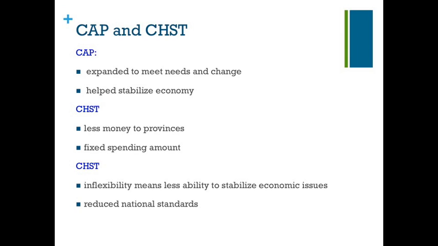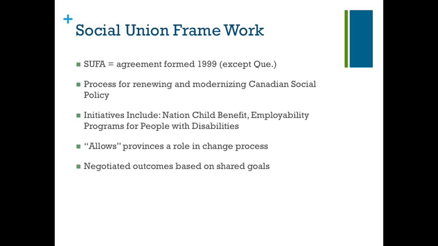Funding social programs produces a lot of strife and conflict between the federal government and the provinces. Most recently, the federal government has tried to introduce a social union framework to negotiate the organization and distribution of resources for social welfare programs in Canada. There's been limited success with this social union framework model. Some provinces have refused to participate, while others have been actively engaged in the process.